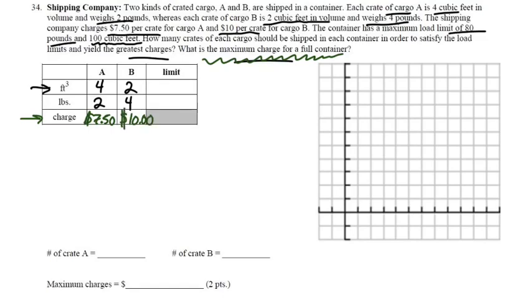And since this is a real-world example, we have limits in terms of our resources, which are volume and weight. So it says the container has a maximum load limit of 80 pounds, so be careful there. 80 pounds should go here, kind of out of order the way they're listed, and 100 cubic feet, so 100 would be for the volume or the feet cubed here.